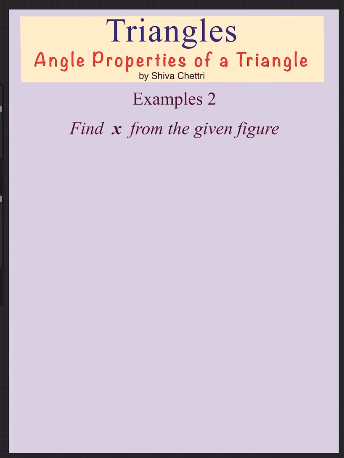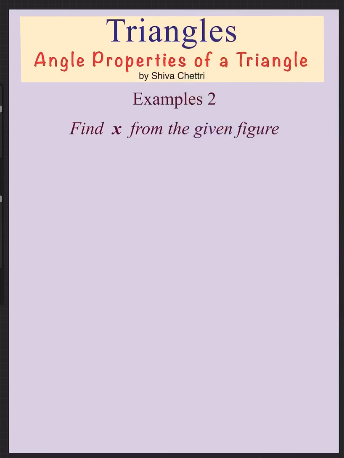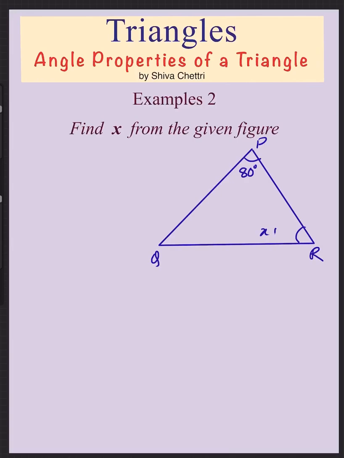Number 2, we have to find x from the given figure. I have forgotten to draw the figure, so I'll draw it here right now. So we have P, Q and R. P is how much? 80 degrees. R is how much? X plus 10 degrees. And we have X here.